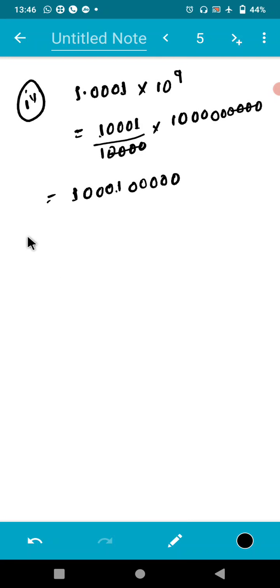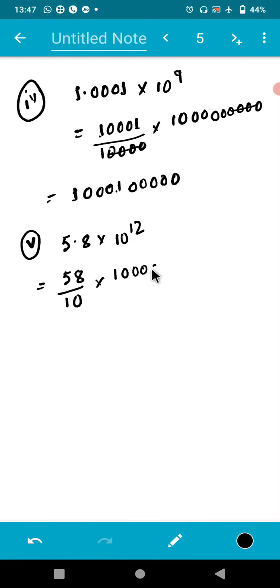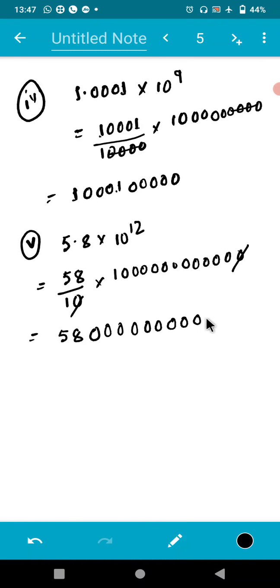Okay. Now let's do the last sum of today's session, that is number 5. Number 6, I believe everyone can do it. By now, I hope everyone has understood how exactly this thing is to be done. Now 5.8 is again in the decimal form, so we will convert it into the fractional form, and 12 zeros, 1, 2, 3, 4, 5, 6, 7, 8, 9, 10, 11, 12. Now we will reduce this 1 zero. Now how to write? 58 and 11 zeros we have to write. 1, 2, 3, 4, 5, 6, 7, 8, 9, 10, 11. Yes. So this is the usual form of 5.8 into 10 to the power 12.